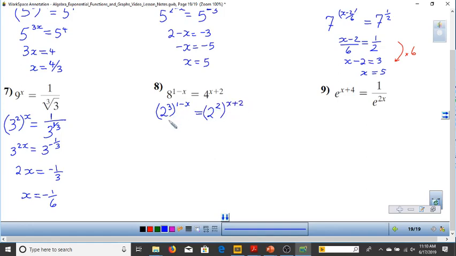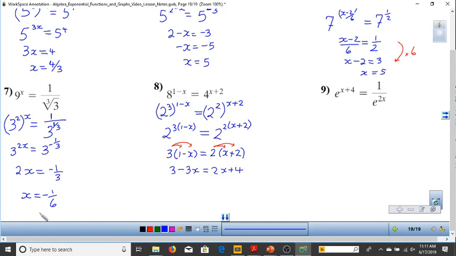What do I do now? Yeah, I can multiply and distribute the exponents. So I'm going to do it this way. 3 times 1 minus x is the exponent for the left side, and 2 times x plus 2 is the exponent for the right side. Right? And then the exponents are equal to each other, and we can distribute at the same time as well. The operations do not interfere with each other. And this becomes a simple linear equation in one variable. 3 minus 3x is equal to 2x plus 4. And we can solve for x.